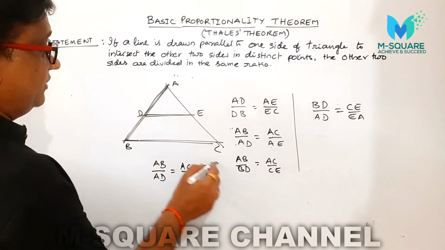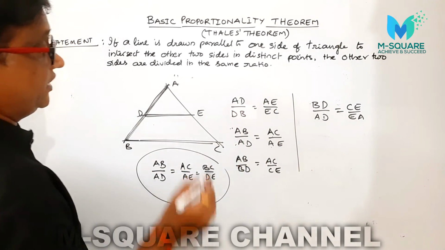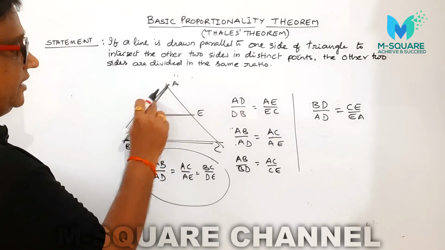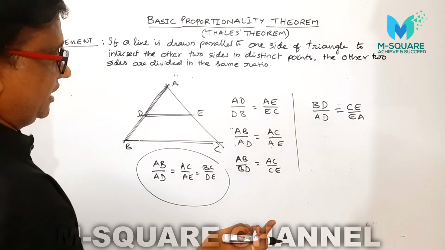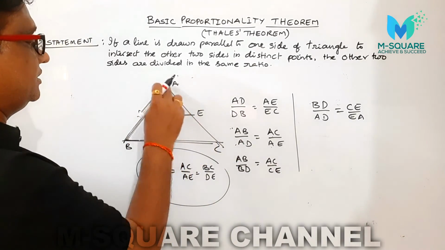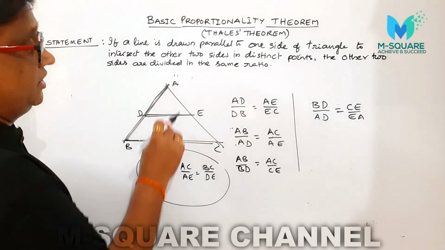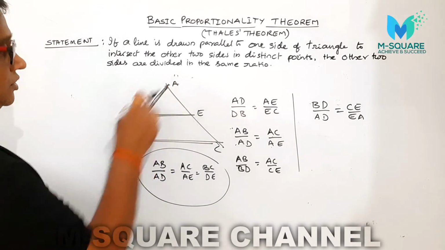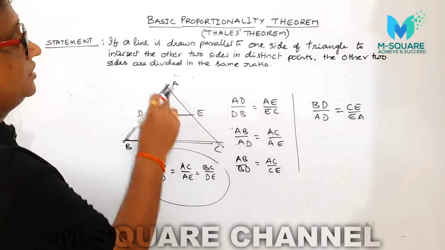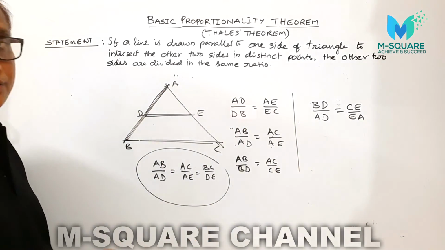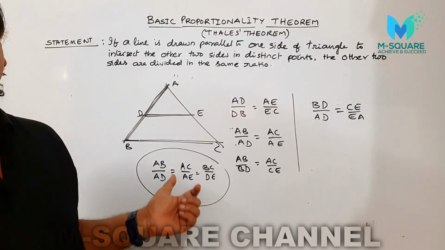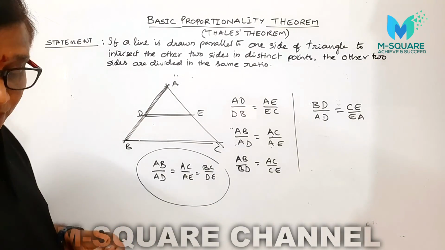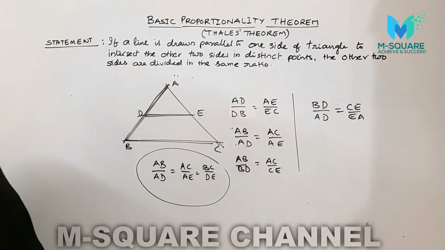Finally, while you are getting these types of ratios, if you start with the small triangle, then take the next triangle as the big triangle. Otherwise, if you take the big triangle, then take the second triangle as the small triangle. While writing the ratios, according to the question, please follow the condition. According to that, you can take the correct ratios. So this is the basic proportionality theorem. Thank you, sir.